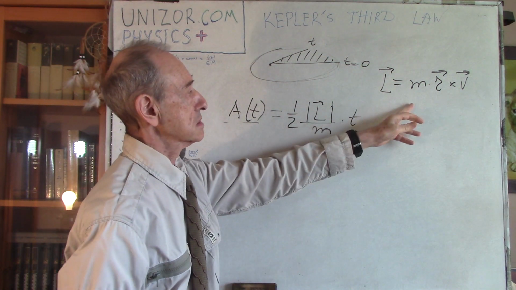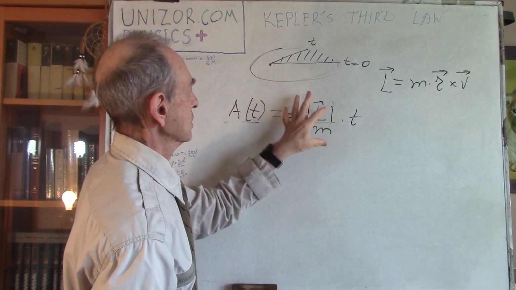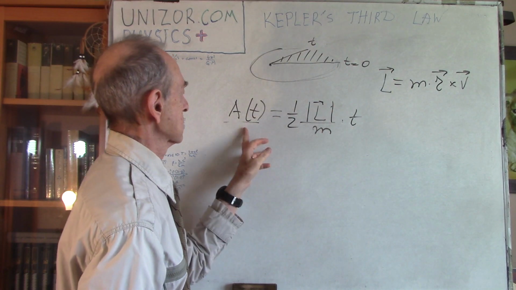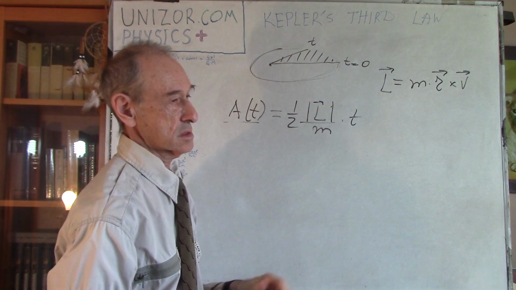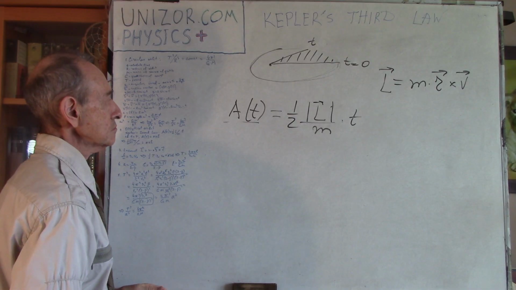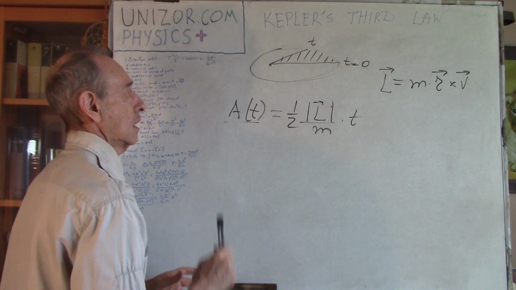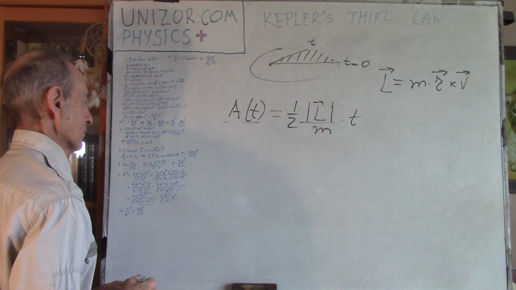So if this is the constant, the first derivative, then the function itself you have to just multiply by t, because the value of A of 0, obviously, is 0, because we started from the moment t equals 0. Okay, this is one of the things which was addressed before, and I will use it. So that's the first thing.